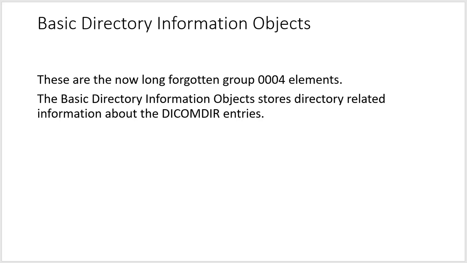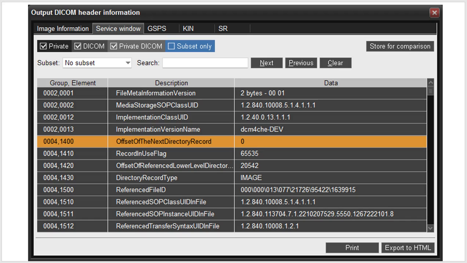That list comes from the software reading the selection keys in the DICOM directory. Basic directory information objects. These are the now long forgotten 0004 elements. The basic directory information object stores directory related information about the DICOM dir entries. So here it is. Here's a picture, right? So here you have the 0002 group, and then you have the 0004 group, okay?